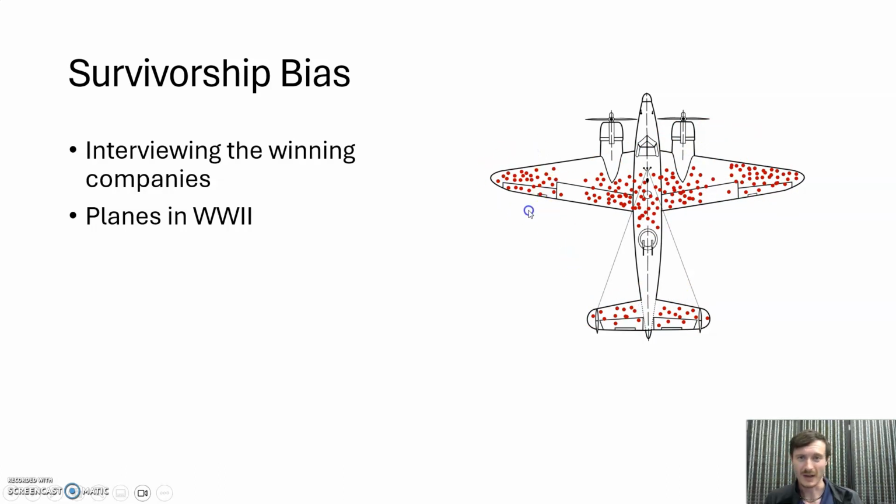But that does not work, right? The place that you want to put the armor is right here. Why? What this is telling you is that the planes that were shot here did not make it back, right? So that's where you want to put the armor. By only considering the survivors, you wind up with exactly the wrong result. That is survivorship bias, once again.